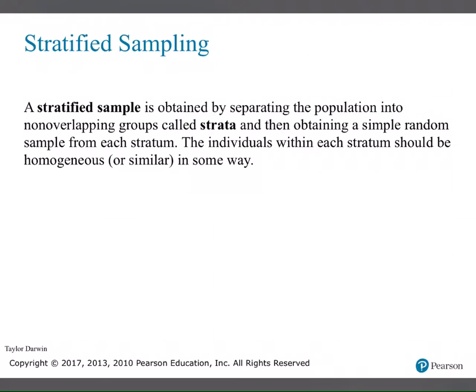So let's talk about stratified first. A stratified sample is obtained by separating the population into non-overlapping groups, and those groups are called strata, and then obtaining a simple random sample from each stratum. And those individuals should be similar in some way that you group.